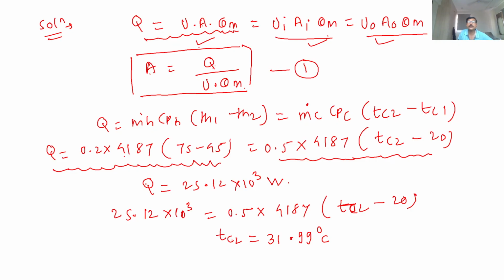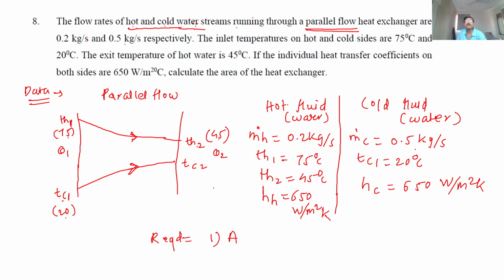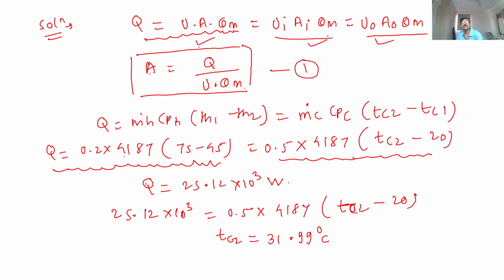Okay, that is TC2. Now you know all four temperatures. TC2 also I am putting on the temperature profile. You know all four temperatures, so you can proceed to calculate theta m. But we will go sequentially. I know now Q. This is 25.12. Now the next job is to calculate U.